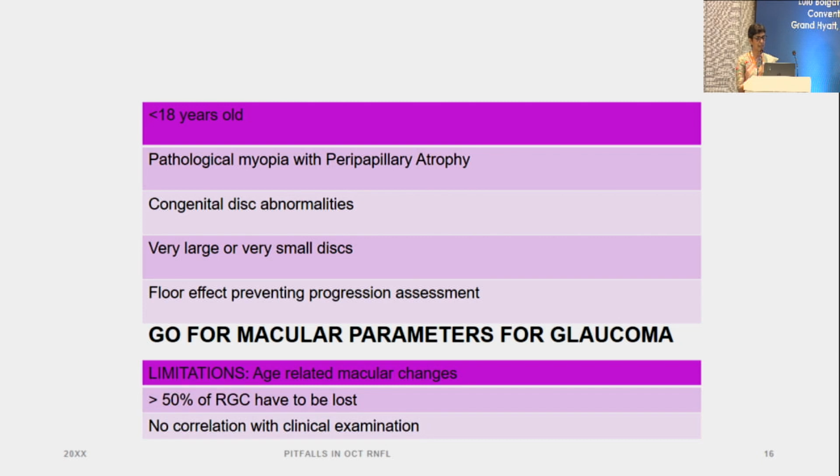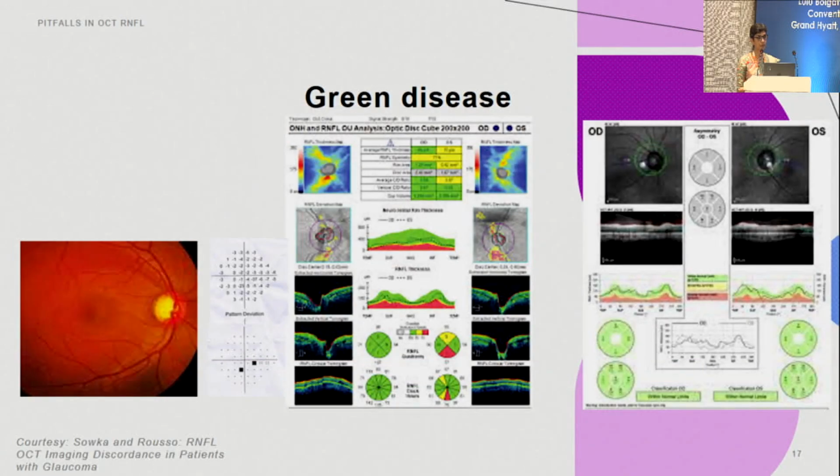Then there are certain conditions where there is no normative database available. In such situations, we should rather go for macular parameters for glaucoma. But the limitations are that there are age-related macular changes, and about 50% of the retinal ganglion cells have to be lost before we can have a diagnosis. And correlation with clinical examination is essential, which is difficult in these situations.